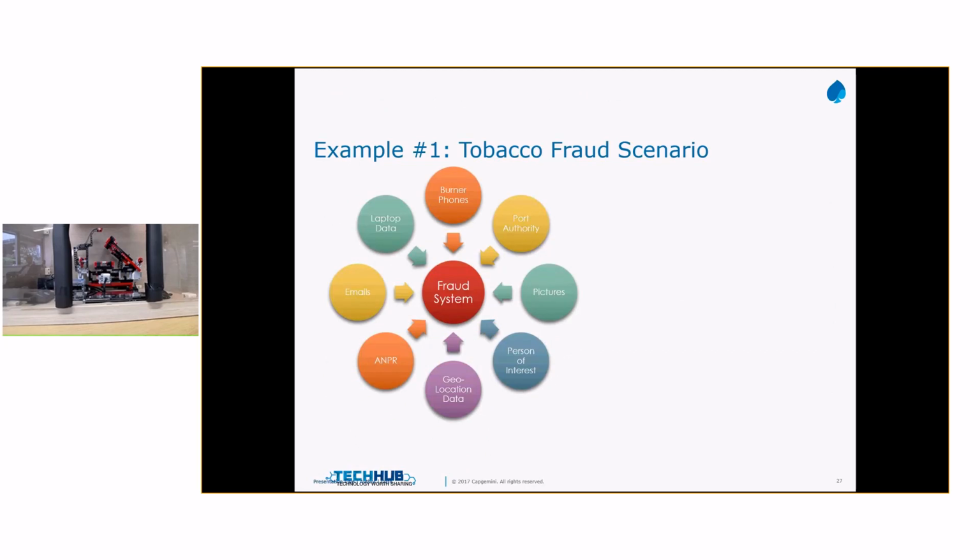So this is a good example, I think, which Shailesh goes through. This is the idea that HMRC have caught somebody who's smuggling tobacco. Yeah, they're using a burner phone, you know, a phone they just bought with no identity on it. You've got some information from the port, you've got some pictures, you've got a list of people that you might be interested in, you've got some data about where the pictures are taken, you've got some number plate recognition data, you've got some emails, you've got some data from their laptop that you've confiscated. You've got all that data, how do you analyse it?